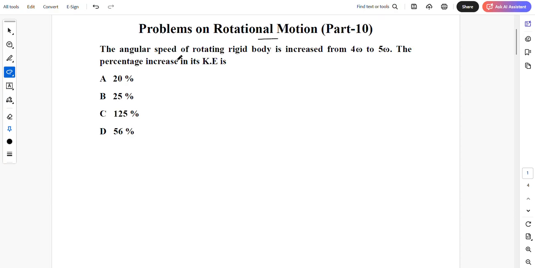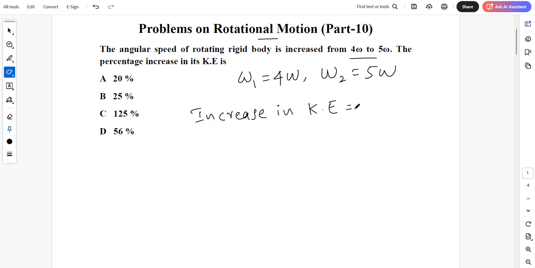The angular speed of a rotating rigid body is increased from 4 omega to 5 omega. Find the percentage increase in its kinetic energy. What is given here? Omega 1 is given. How much is omega 1? That is equal to 4 omega. That is increased to what? 5 omega, omega 2. Increase in kinetic energy is equal to what? Change in the kinetic energy, Kf minus Ki, final minus initial divided by initial.